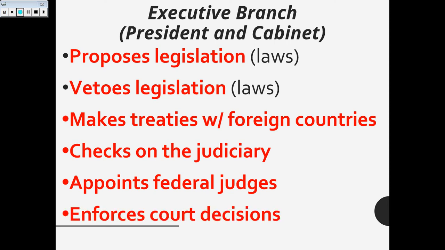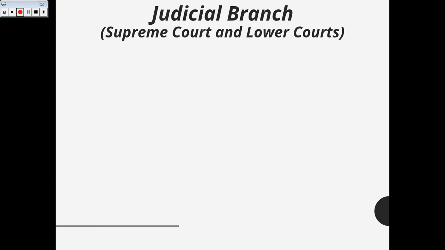So also the executive branch, since they are the executor of the government, they carry out the laws, they carry out the court decisions, they make sure that what is being passed into law and what is in the Constitution is carried out to the best of their ability.